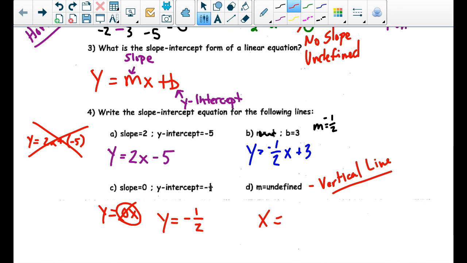And I can pick any number I want, really. If they're asking for any equation with an undefined slope, I could put x equals 1, x equals 5, x equals 23. So it doesn't necessarily matter unless they give us more information. But if they say slope undefined, there's no y-intercept. So x equals, and we're just going to put 3. So x equals 3, vertical line at 3.